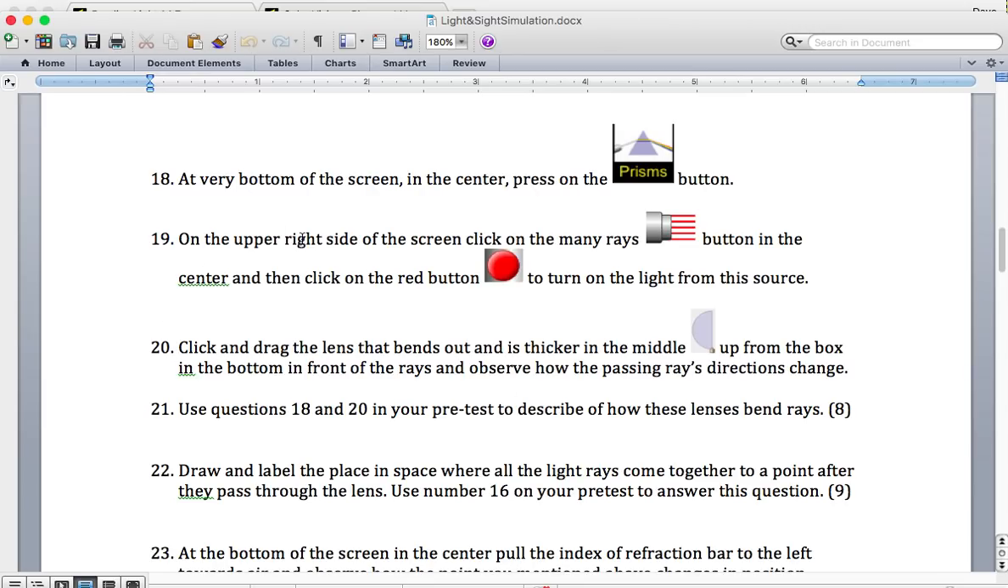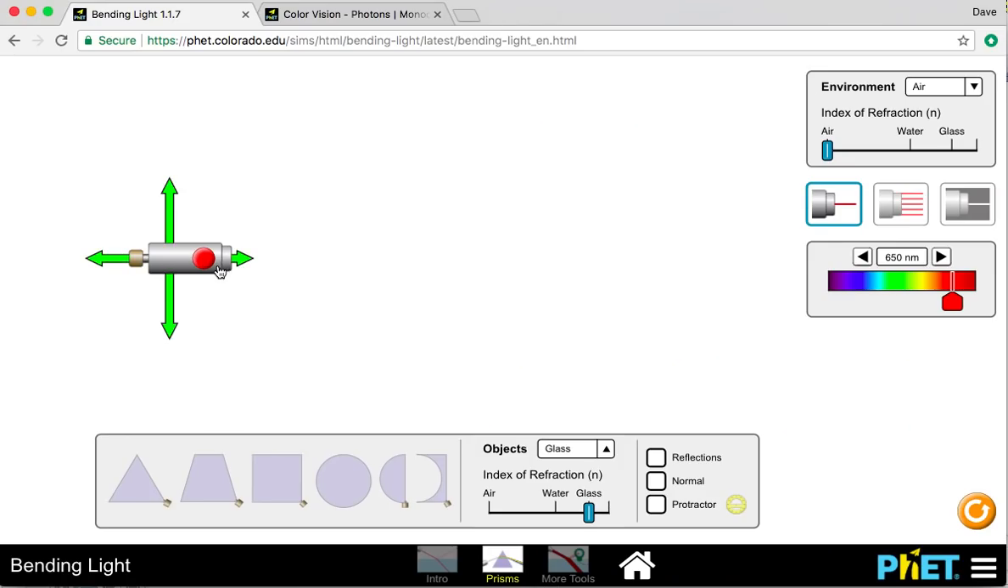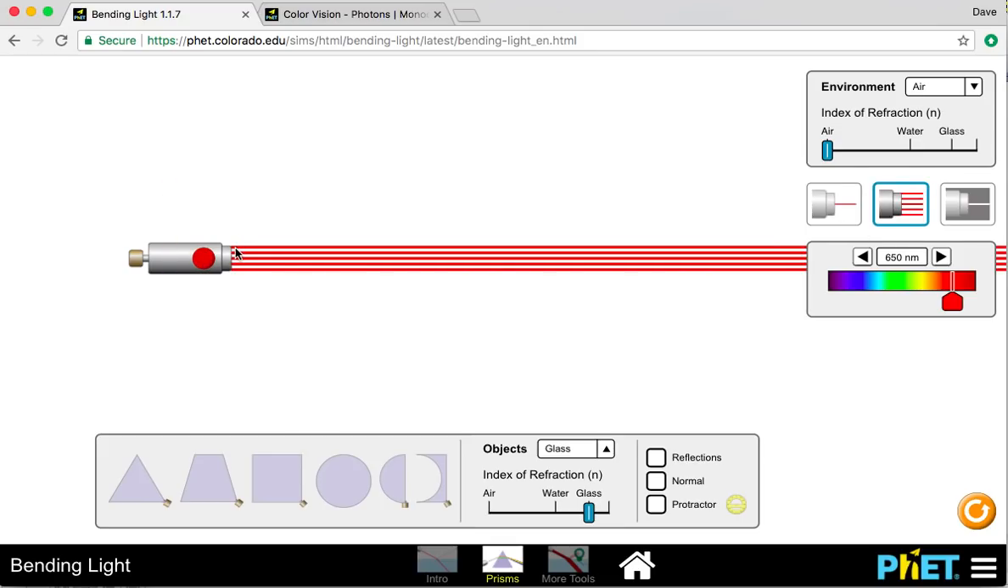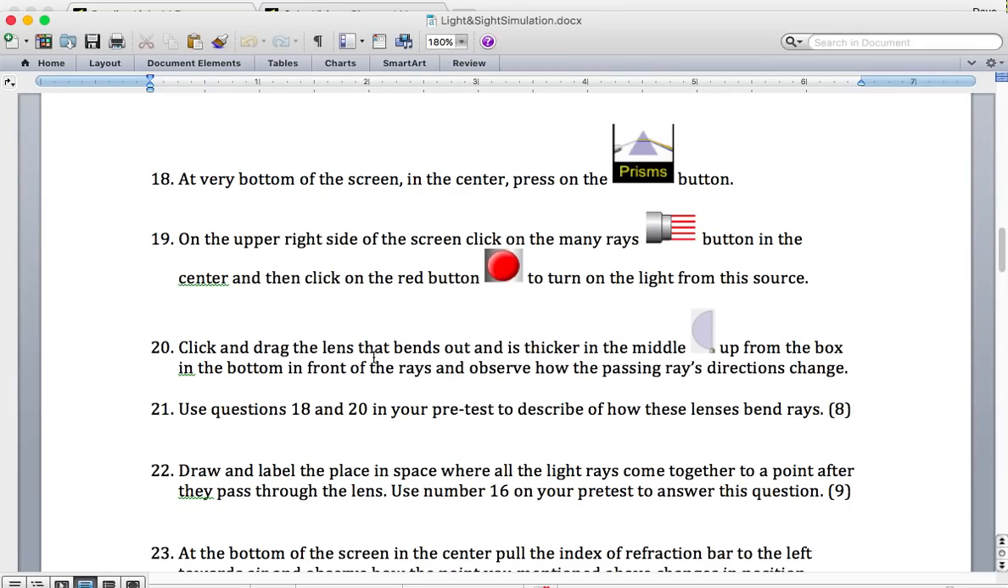So we want to, on the upper right side of the screen, click on the mini rays button in the center, and then click on the red button to turn on the light from this source. So, mini rays right here. Click the red button. So now we have multiple light rays coming from this source. The next thing that I'm supposed to do is grab the lens that bends out and is thicker in the middle, up from the box in the bottom, in front of the rays, and observe how the passing rays' directions change. We're going to use 18 and 20 in our pretest to describe how these lenses bend rays.